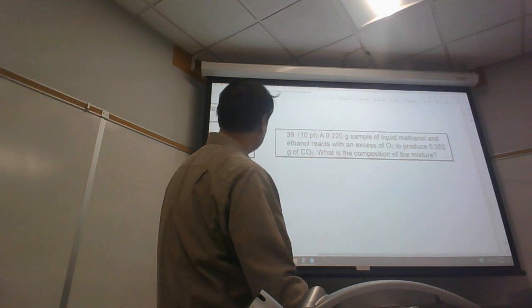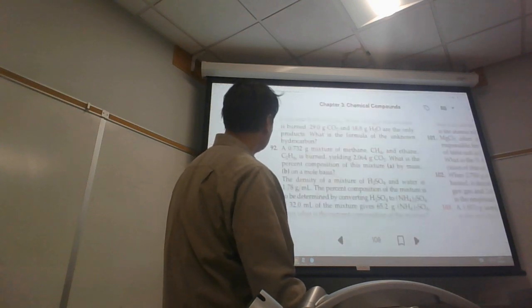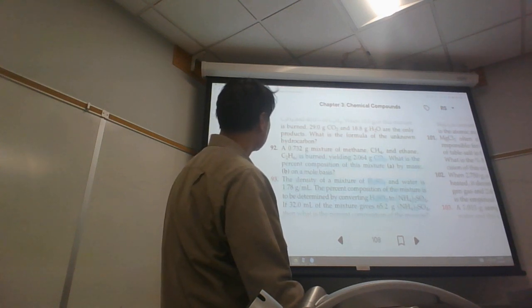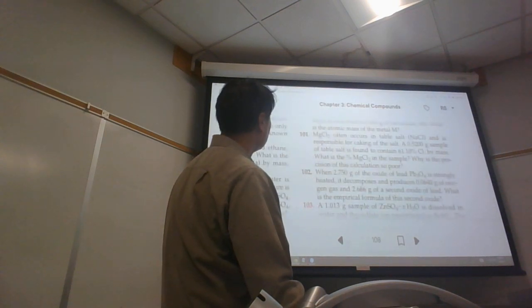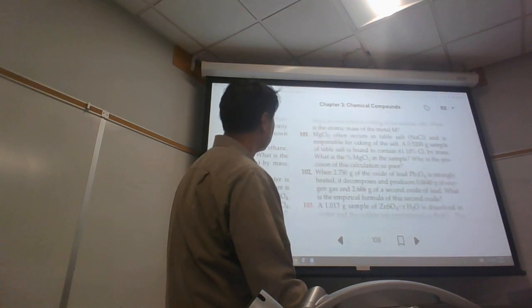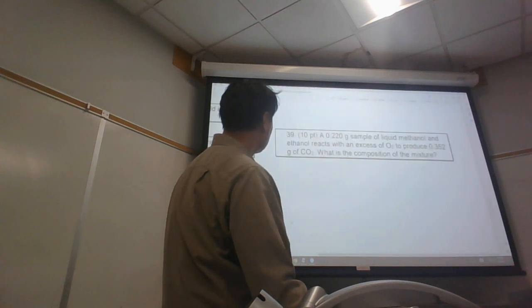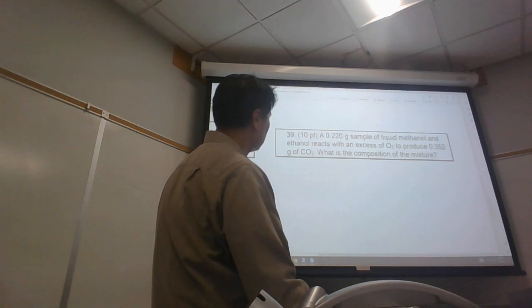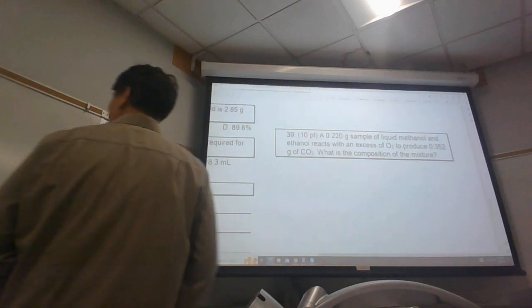So I said that number 92 is a methane ethane mixture. Number 101 is a magnesium chloride sodium chloride mixture. Number 39 is a methanol ethanol mixture. All the same. These are two component mixtures.